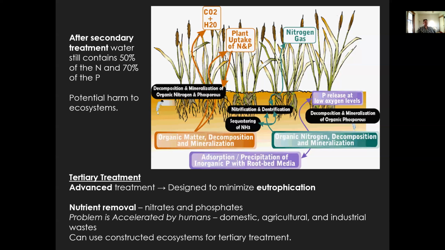I would also like you to keep in mind that the problem associated with pumping this water after secondary treatment is that the water still contains 50% nitrogen and 70% phosphorus. The problem with this is obviously the potential harm to ecosystems, but if we can jump down here, this problem is exacerbated by humans because we have domestic, agricultural and industrial waste being added to these streams that already have this contribution of nitrogen and phosphorus, and this would obviously constitute a further increase in the pollutants and further harm to the ecosystems.